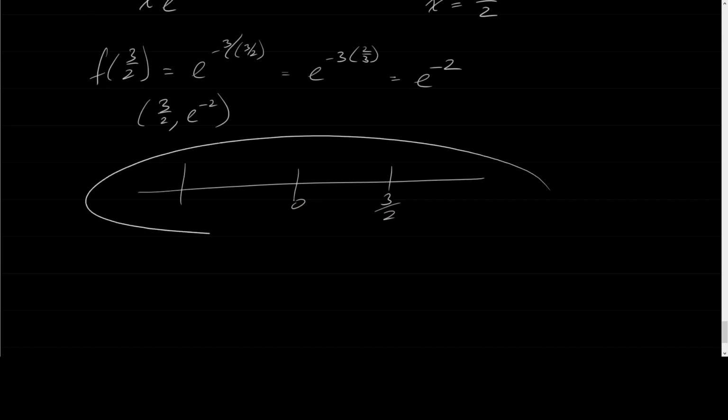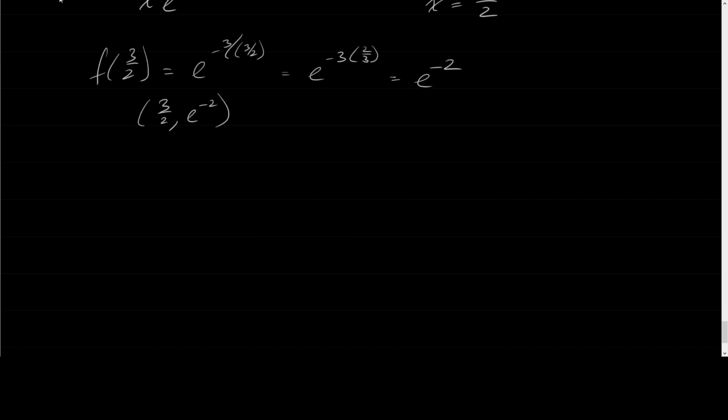So let's see. So we have our number line. Here's 0, here's 3 halves. And there's absolutely no reason for me to be writing that big, or that spaced out. So we're testing things into f double prime. We're testing around 0 and around 3 halves. Okay. To the left of 0, I'll plug in negative 1. Between 0 and 3 halves, I'll plug in 1. And above this, I'll plug in 2.